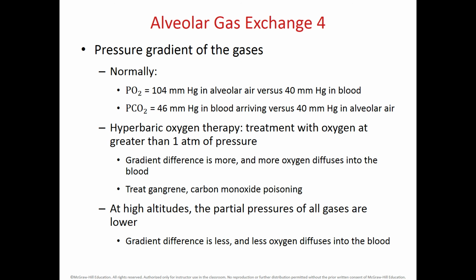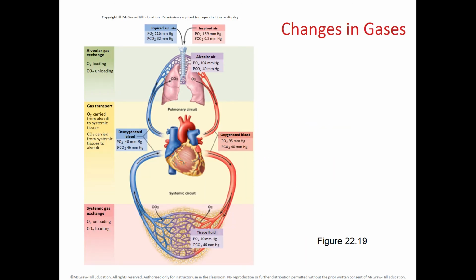And at higher altitudes, the partial pressure of all the gases is lower. So you have less diffusion of oxygen into your blood, and the person will be more hypoxic. So these are then the differences of pressure within these gases.